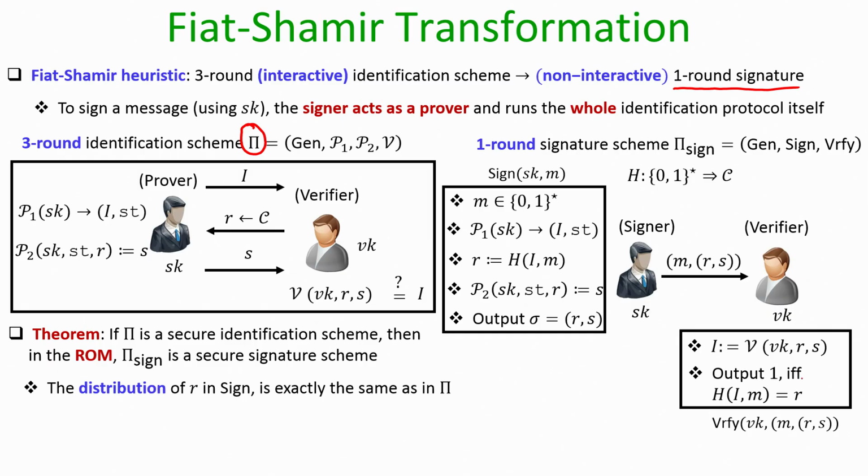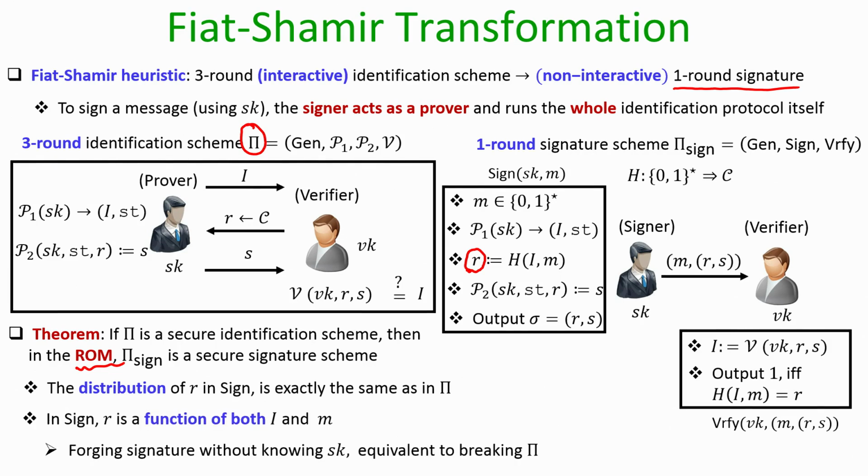The idea here is that if you see the distribution of R that the signer has generated in the signing algorithm, its distribution is exactly the same as it would have been in a real execution of the identification scheme, provided you are in the random oracle model. That means, even if the signer is corrupt, it has no control over the randomness R, because it is going to be a uniformly random value, as it is the output of the random oracle. And the way we have designed this signature scheme, in the signing algorithm, the randomness or the challenge R which the signer is generating is basically a function of both the commitment I as well as the message on which it wants to generate the signature.